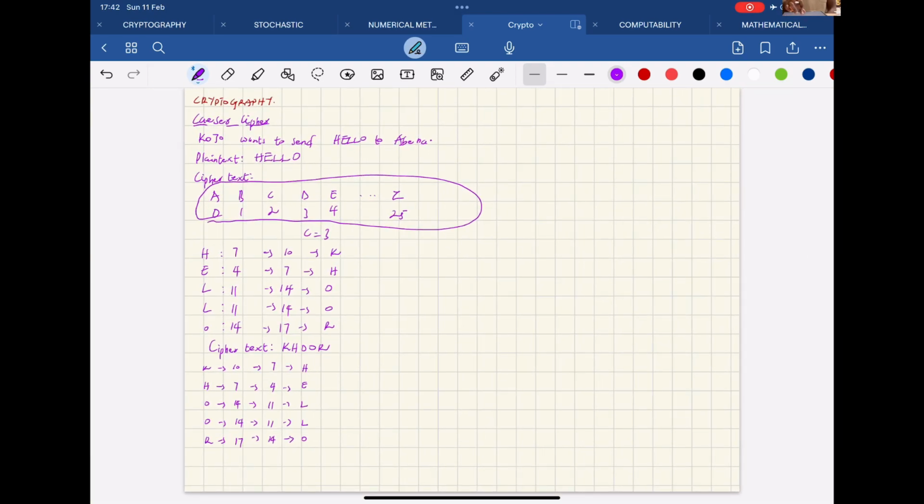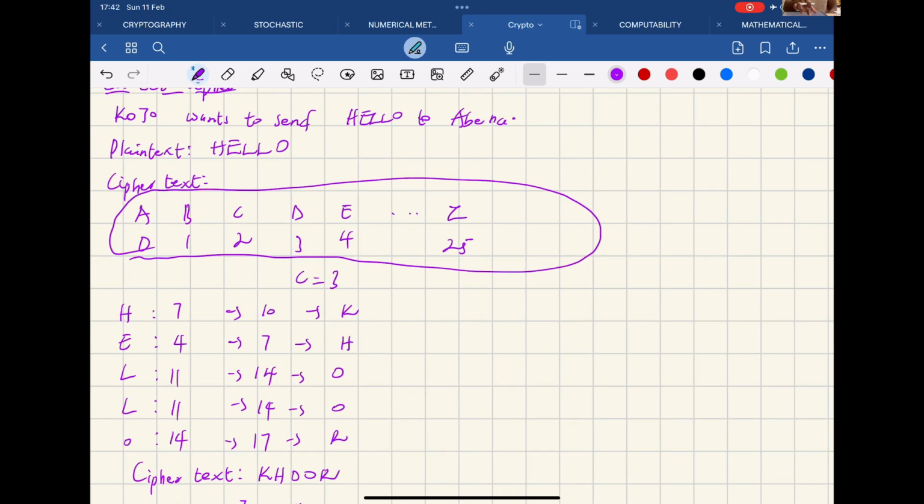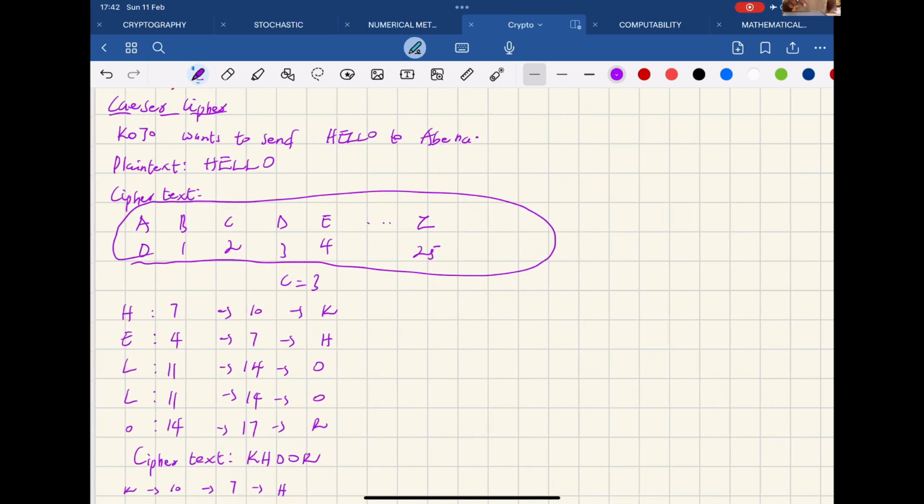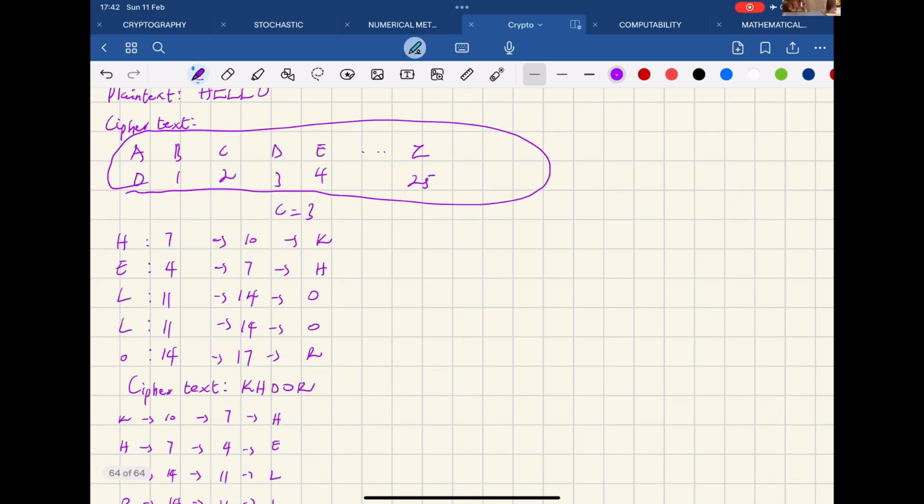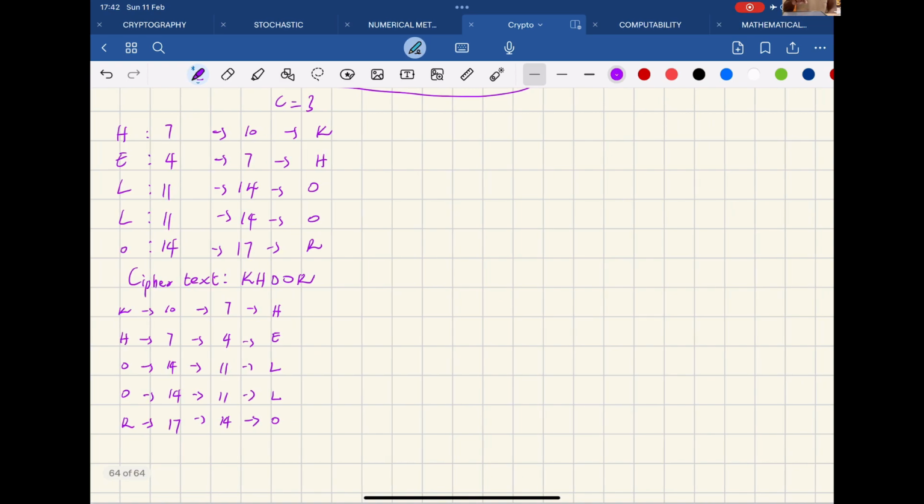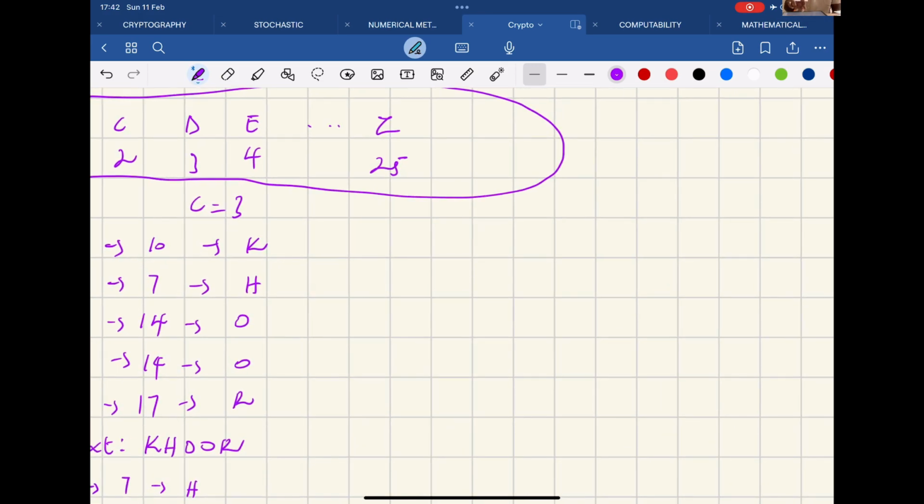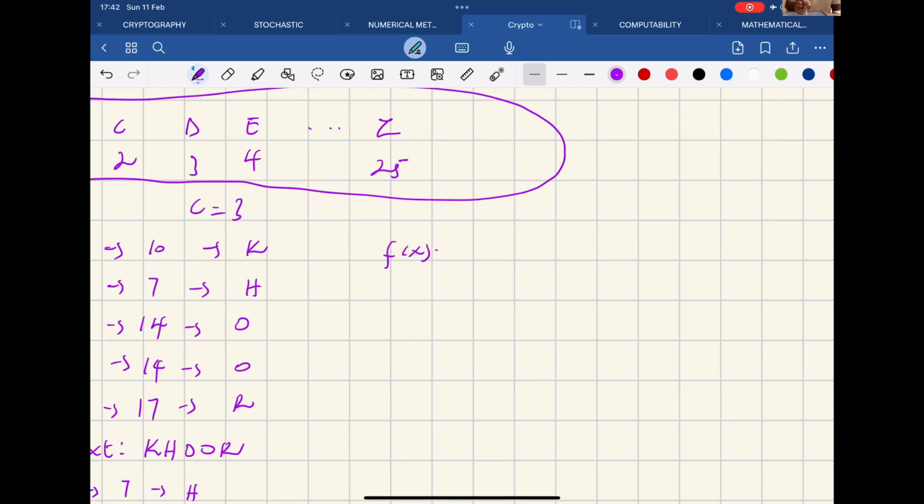So whatever the sender was trying to send was hello, but instead of sending hello, he or she sent KHOOR. Because they both have the key, if the receiver wants to decrypt the message, he or she also has to subtract 3 from it, right? So that's basically what we are trying to do. So in general, our f of x is always equal to x plus c in modulus n, where for instance, in the English alphabet, our n is equal to 26.